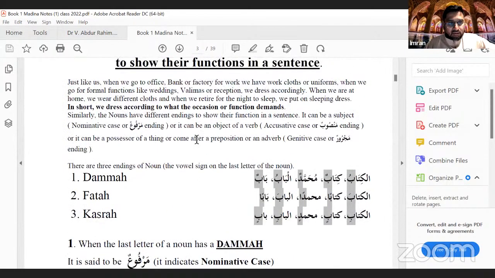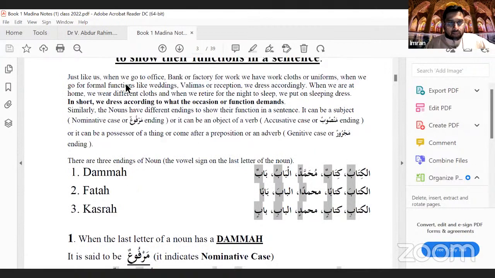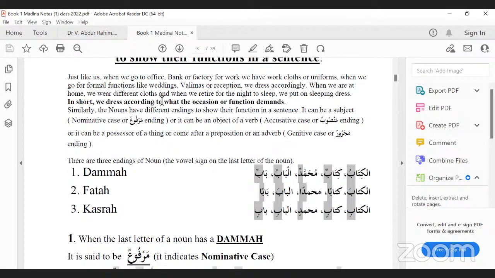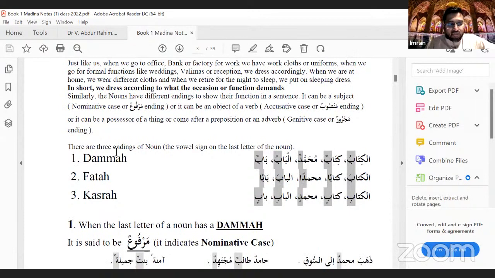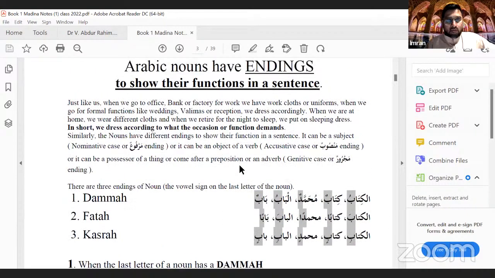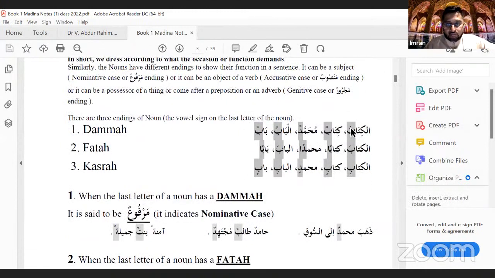So, Christina, can you read this? Are we reading the table or the description? Here it says there are three endings of nouns, the vowel sign on the last letter of a noun. These are the endings of the i'rab. So al-kitabu, kitabun, Muhammadun, al-babu, babun. This is called dhamma ending. And al-kitaba, kitaban, Muhammadan, al-baba, al-baban. This is called fatha. Kasra, al-kitabi, kitabin, Muhammadin, and so forth.